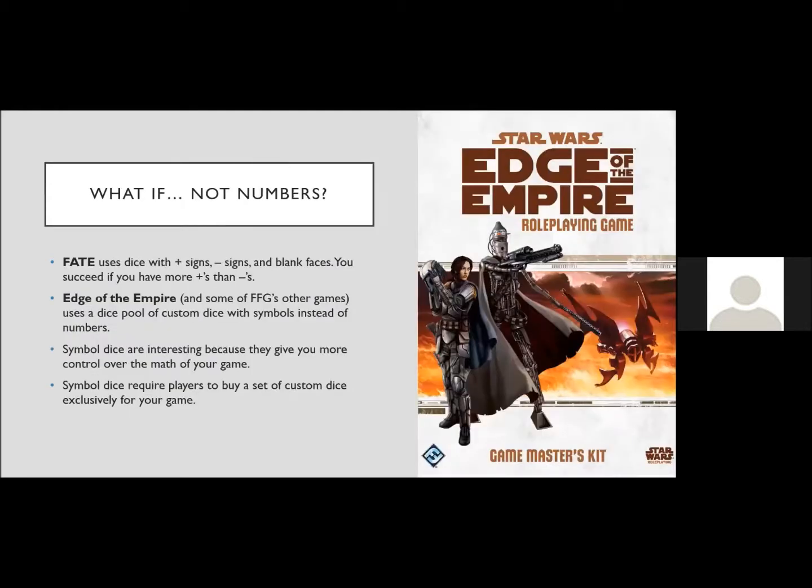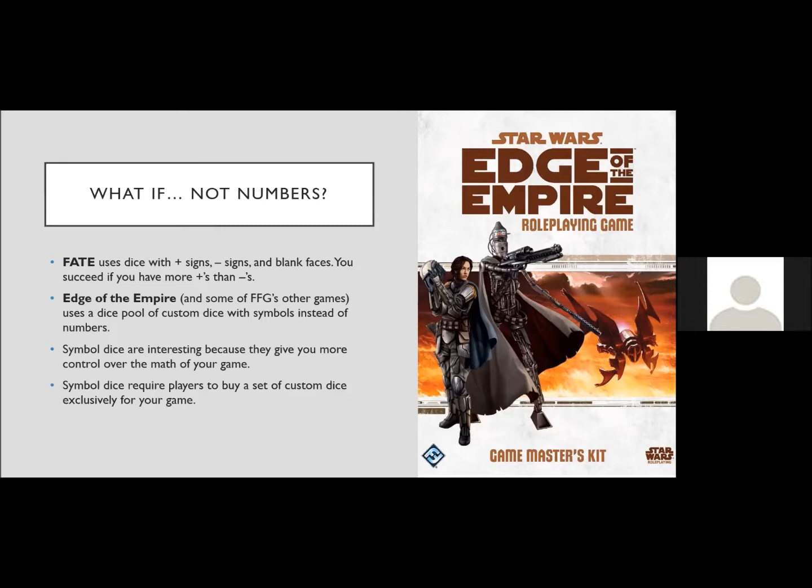So cards and stuff, those could be cool, but what if we want dice, we just don't want numbers or math in our game? Well, there are a couple of systems that do that too. So Fate is an extremely lightweight RPG that uses dice with symbols on them. They're six-sided dice with 2 plus signs, 2 minus signs, and 2 blank faces. The plus signs and minus signs cancel each other out, and you succeed on a roll as long as you have more pluses than minuses at the end.